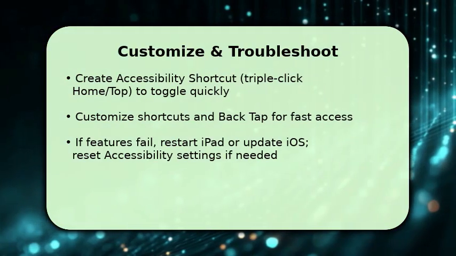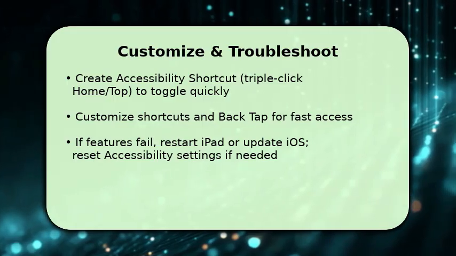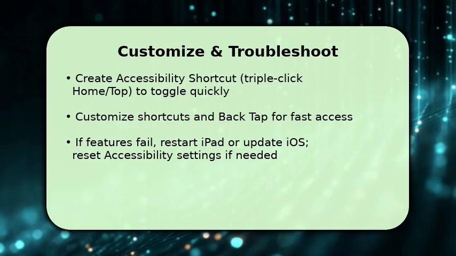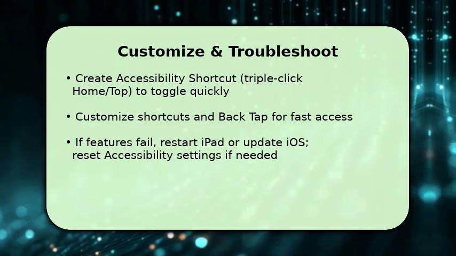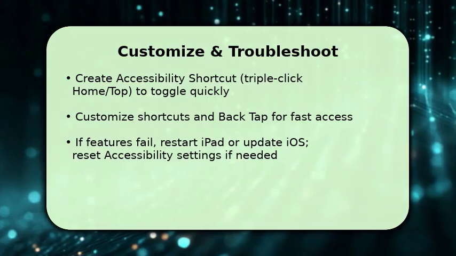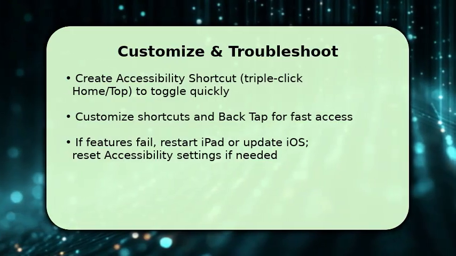Finish by customizing shortcuts. Scroll down to Accessibility Shortcut and pick the features you want to toggle with a triple click of the Home or Top button. This makes changes instant. You can also set Back Tap or Control Center shortcuts for faster access.